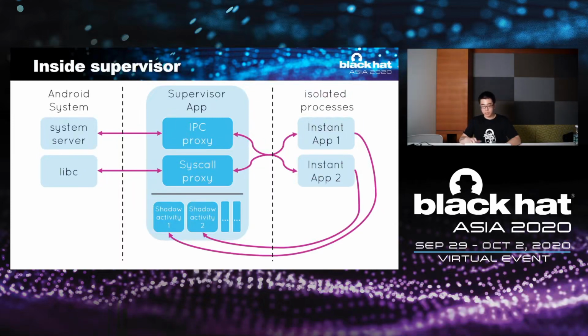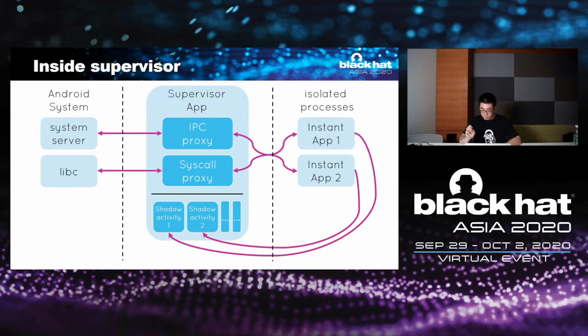This graphic is a little complex. There are three main parts. At the right side are isolated processes running the logic code of our instant apps. In the middle is the supervisor process. At the left are the system resources accessed by the supervisor process. The isolated processes of instant apps will be initialized as a service, and the supervisor process will start a shadow activity filled in with the corresponding instant app.